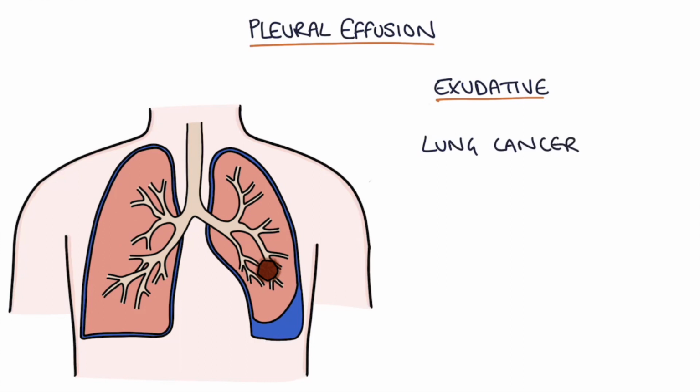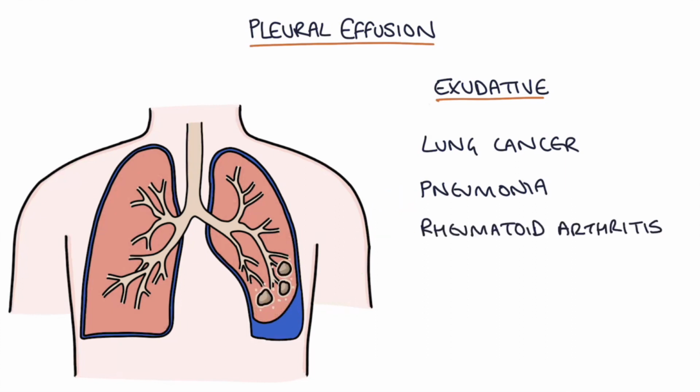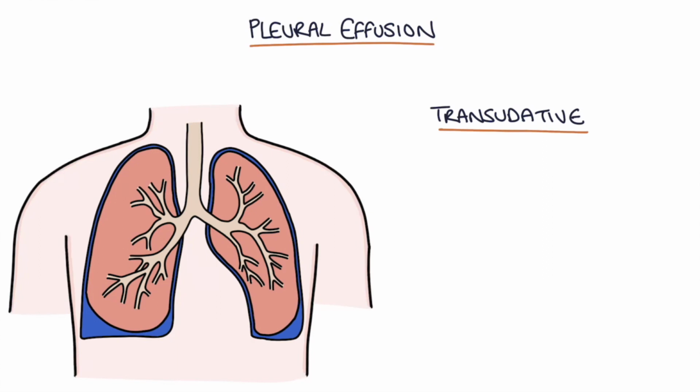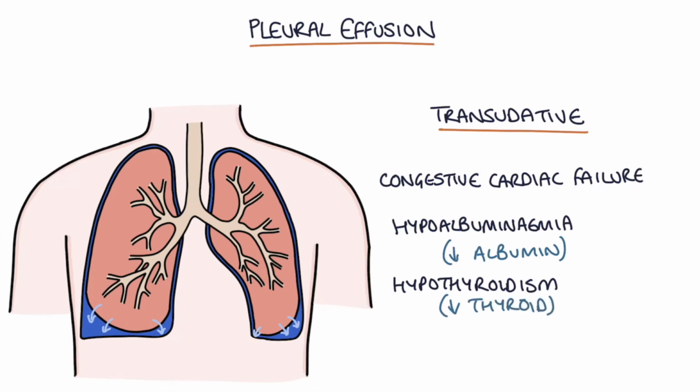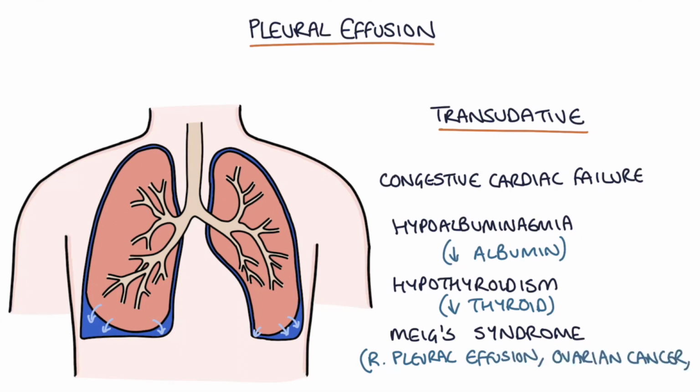Think of the causes of inflammation when you want to think of the causes of exudative pleural effusions. And this is things like lung cancer, pneumonia or lung infections, rheumatoid arthritis, and tuberculosis. Transudative causes relate to fluid moving across into the pleural space. Trans meaning moving across. And you can think of the causes of fluid shifting, which would be congestive cardiac failure, hypoalbuminemia or low albumin level in the blood, hypothyroidism or low thyroid level, Meigs syndrome, which is a triad of a right-sided pleural effusion, ovarian cancer, and ascites.